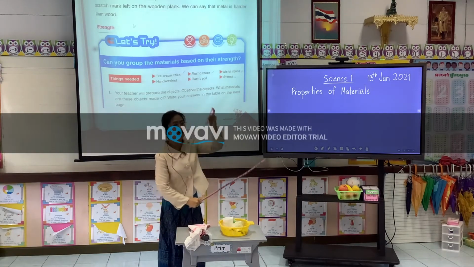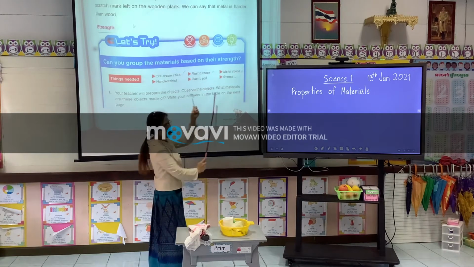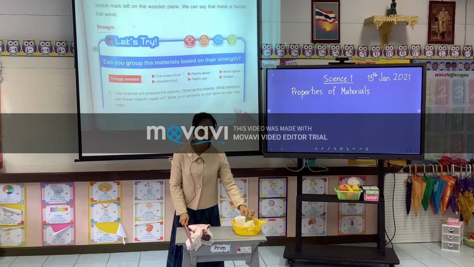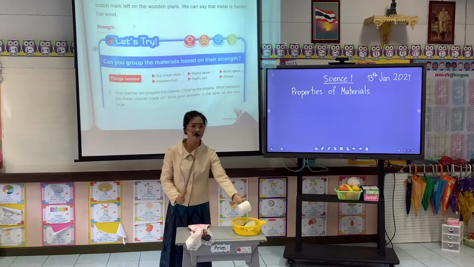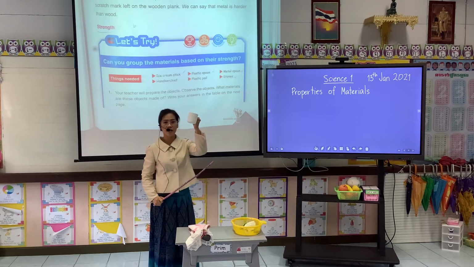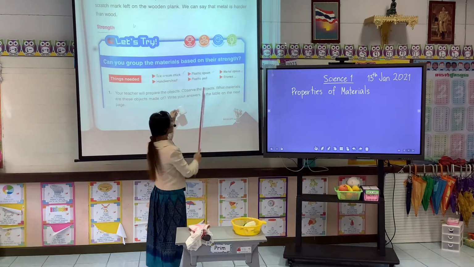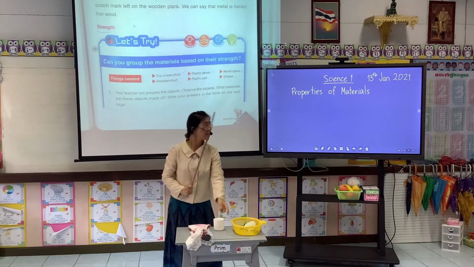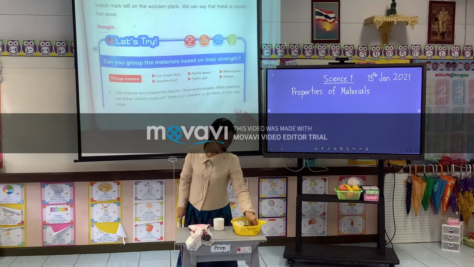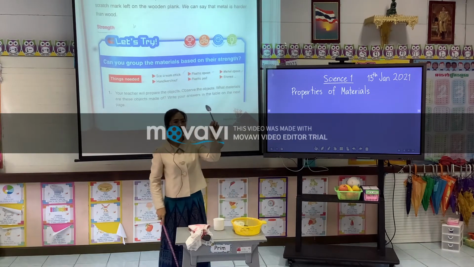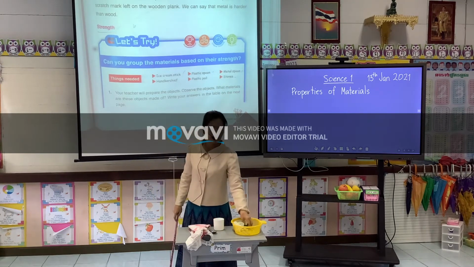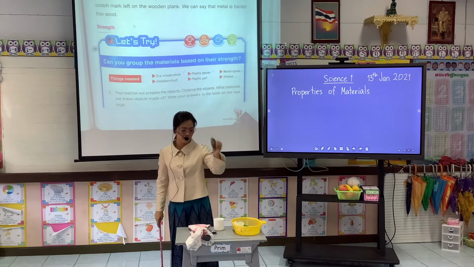Plastic spoon. Right there. Next one is plastic pail. Now, since we don't have plastic pail, we will be using a plastic cup. Okay? Plastic cup. Next one is metal spoon. The one that we use when we eat. Metal spoon. And stones. Right? Stones. Okay.